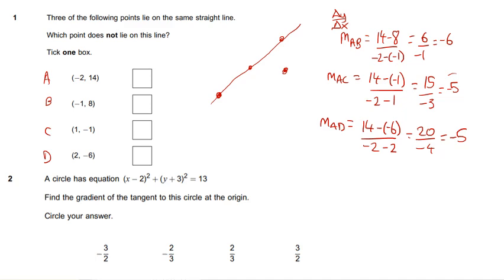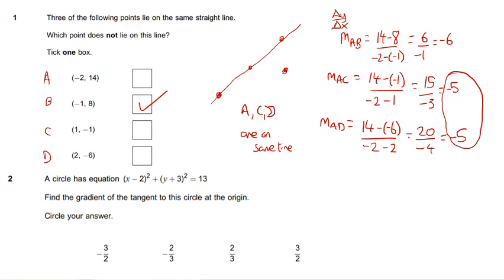So these two agree. So that tells us that A, C, and D are all on the same line. Okay, because the gradient between them is always the same. It's not changing direction. So that tells us that B must be the odd one.